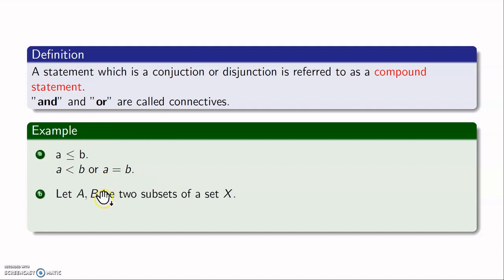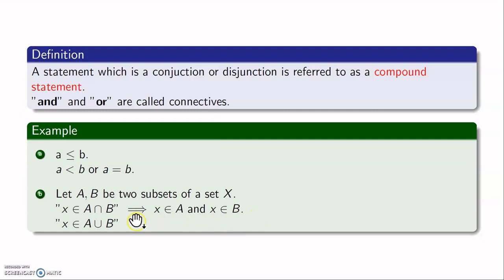Second example, supposing you have two subsets A and B of some set X. When will I say that x belongs to A intersection B? This will be so if x is there in both of them. So x is there in A and x is there in B. This statement can be written as x belongs to A and x belongs to B. Two statements are combined using the word and, so this is a conjunction.